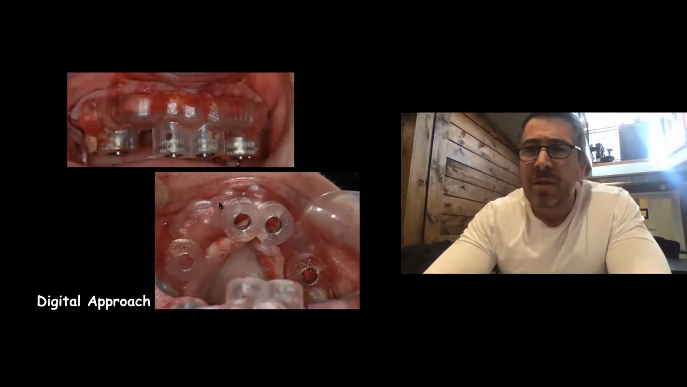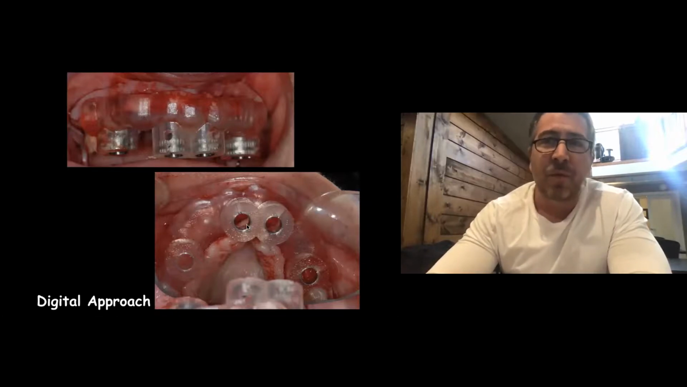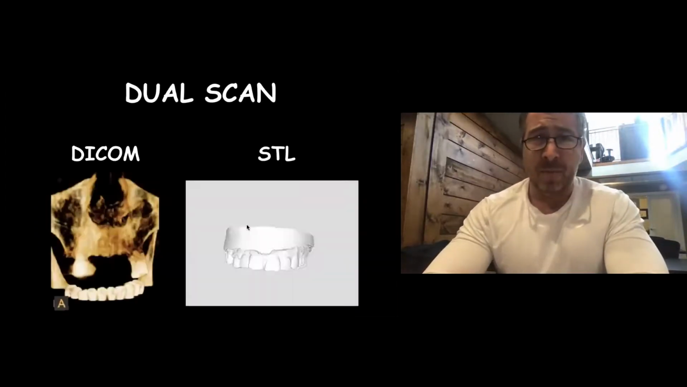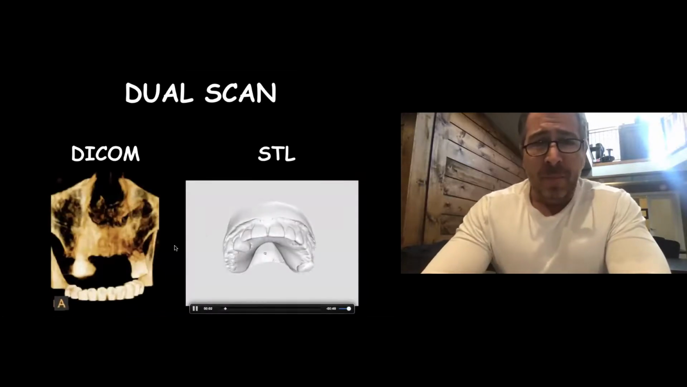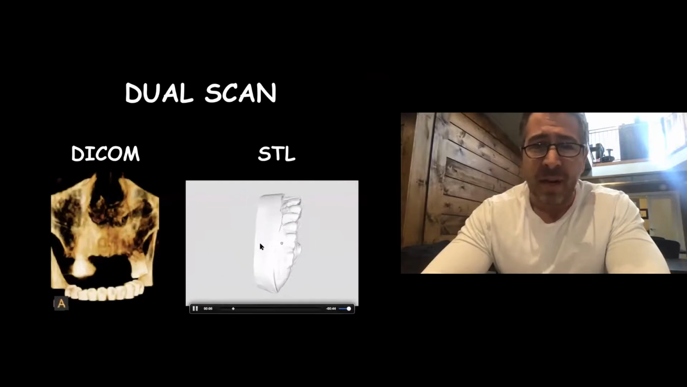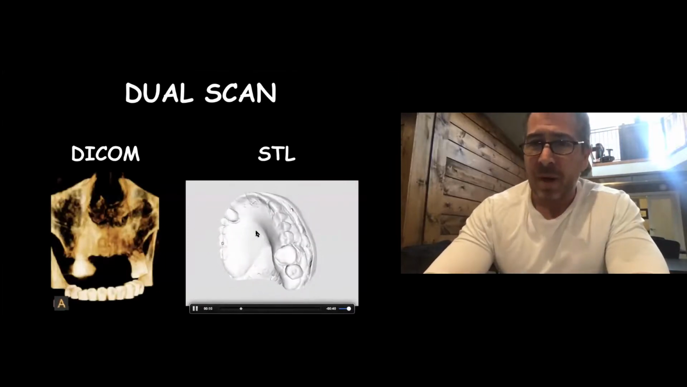Or you could do the digital approach with a fully guided case. To accomplish this step, to fabricate this guide, you still need those first steps. You need the photos, you need the study models, you need the full denture setup. And you end up with a pretty nice result. But what you end up with is merging your denture setup, which is your STL file, with your cone beam data in order to do proper comprehensive treatment planning.